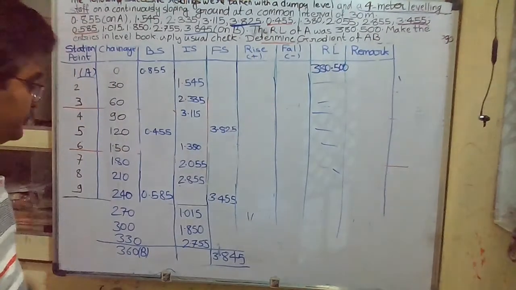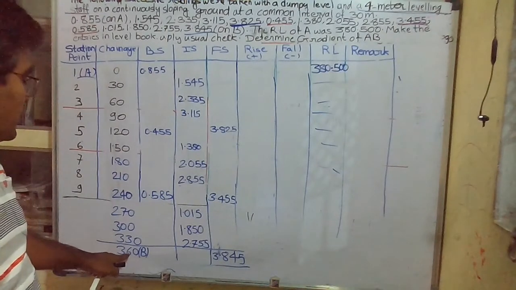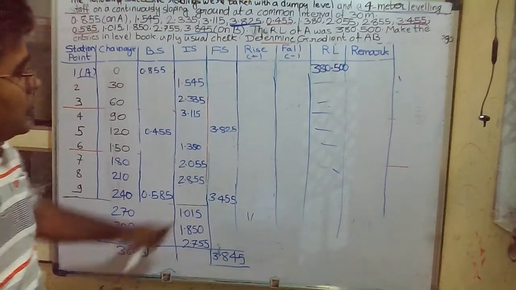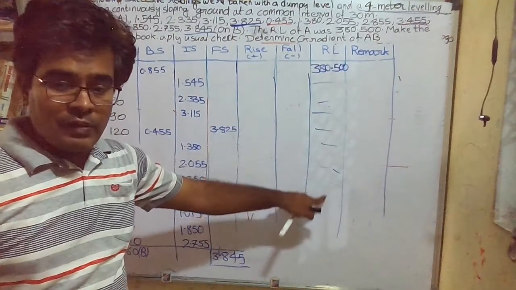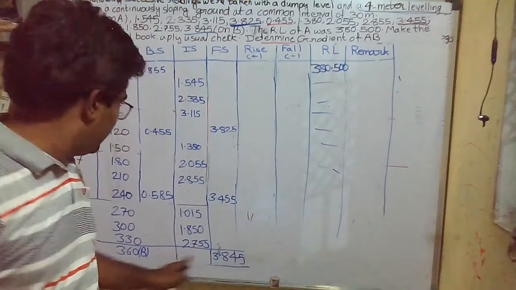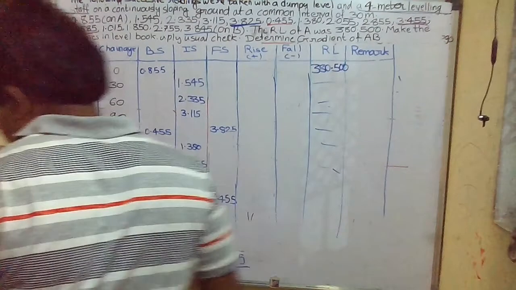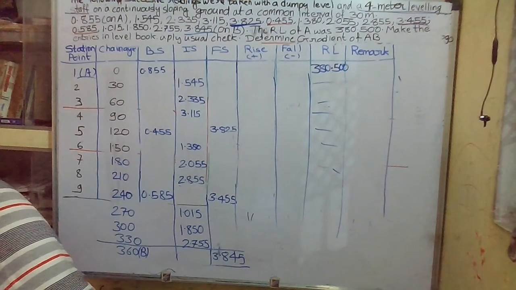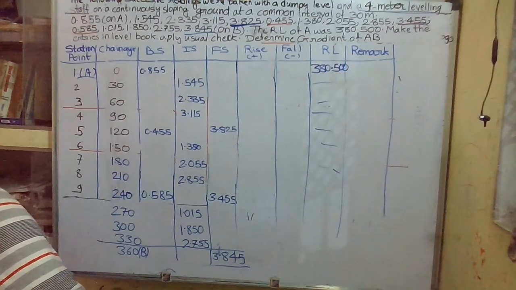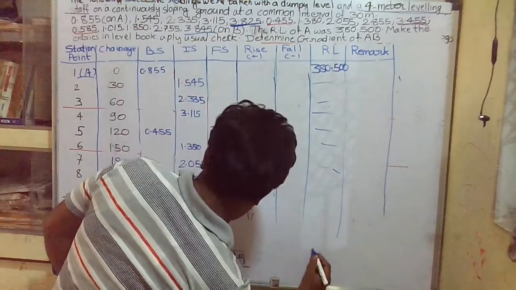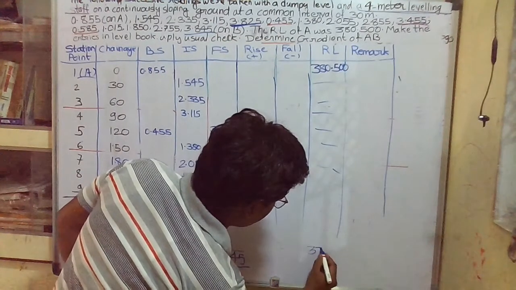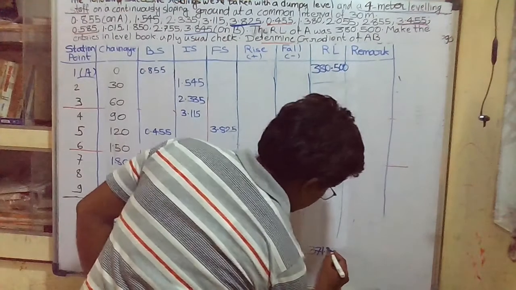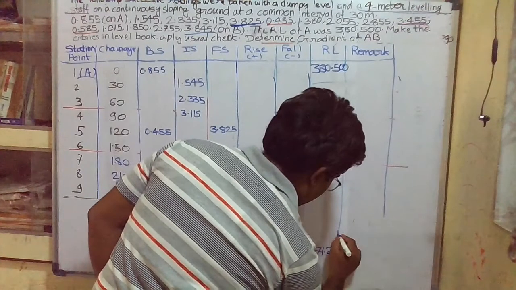So here, what is important? We need the vertical difference between point A and B, so we need the RL of the last point. So we have to determine the RL of one point after another, and in the last we get the RL of this point B, and this will come as 371.270.